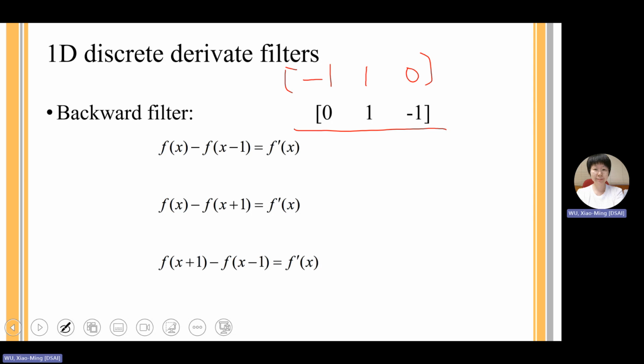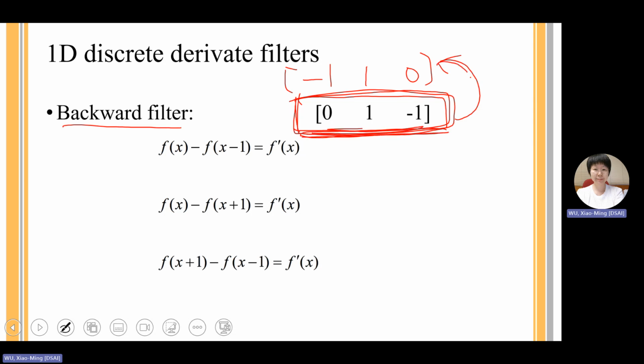Because this represents a convolutional filter. This one is a convolutional filter. And when we do the actual computation, this filter has to be flipped. And after flipping, it becomes like this. So this is the backward filter, and after flipping, it becomes this. So what it actually computes is f(x) minus f(x-1). Clear?